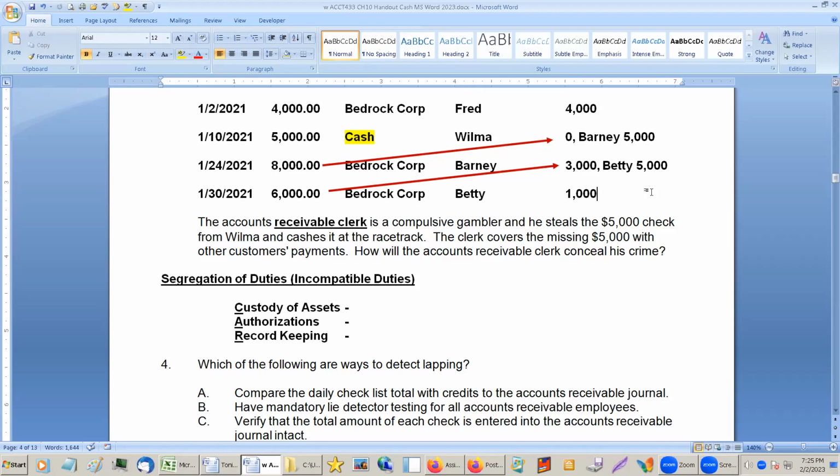But it's basically doing this, it's lapping. It's taking from one customer and putting it into another customer's account to conceal a theft. And this is why a lot of times people that do stuff like this don't take vacations or anything else, because of the fear that somebody's going to figure out what they're doing.